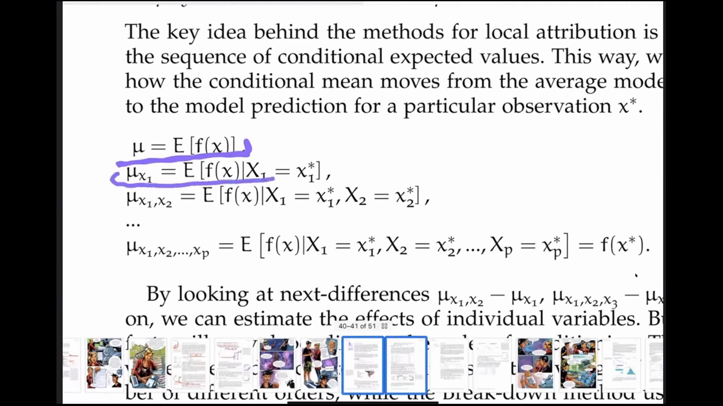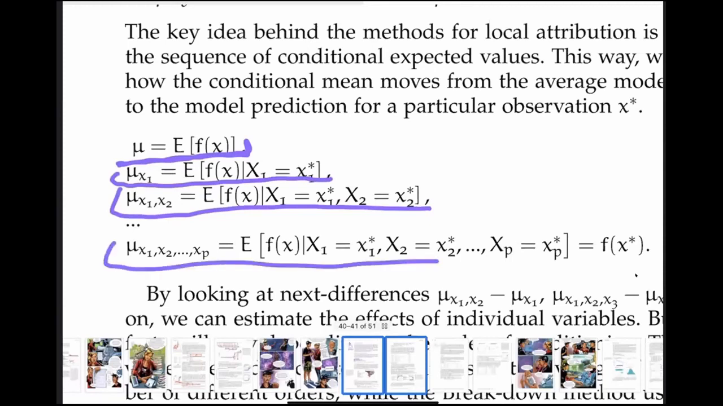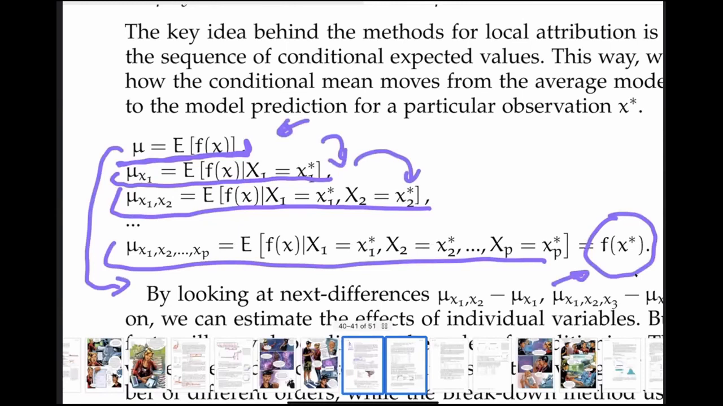So you can do this sequence of conditionings, and with every new conditioning, you will get a slightly different average. You can repeat this conditioning for every variable, and at the end, you will condition on all variables, so you will end up with the prediction for the single observation. So this is a single observation, and this is the average from the population. By these conditionings, you see how this average became this prediction. We can learn from these conditionings which variables change the average most significantly.